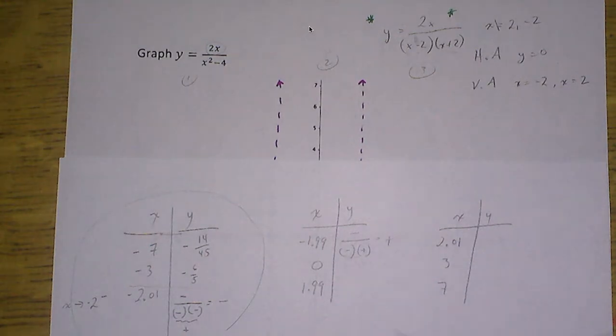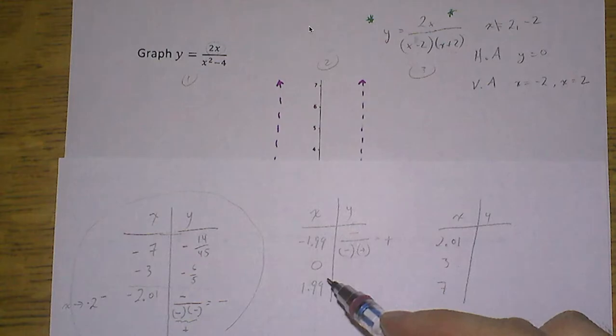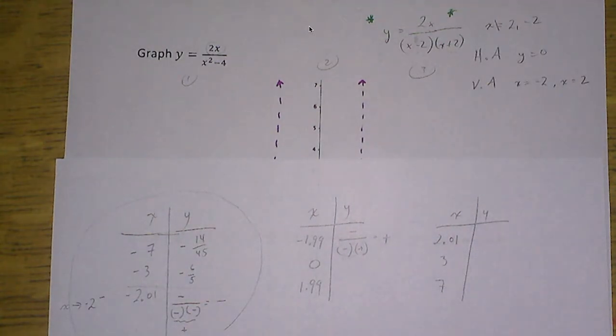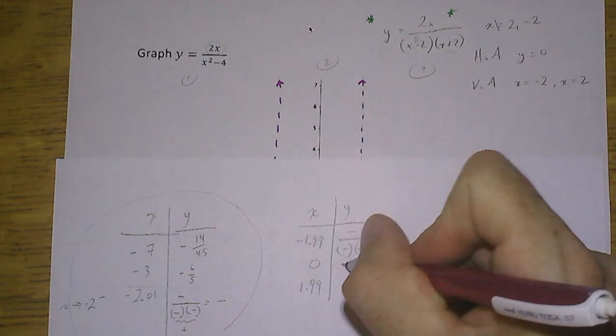So now I'm going to take a look at 0. The reason why we don't do a sine test at 0 is because it's not extremely close to an asymptote. So when I plug in 0, what I get is my output is 0.